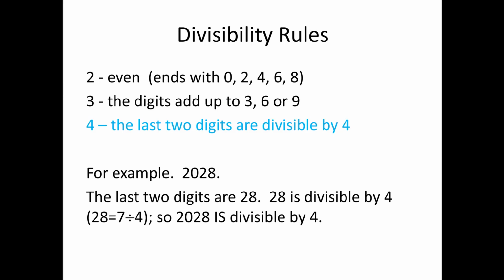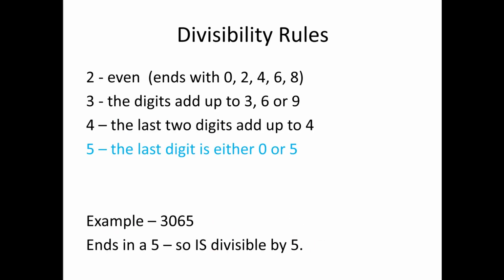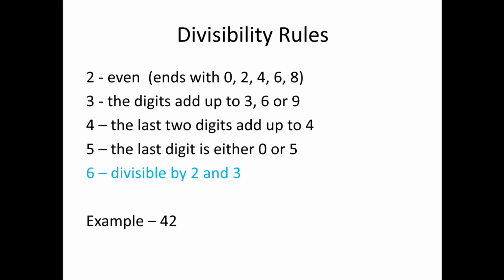4: the last two digits are divisible by 4. For example, 2028. The last two digits are 28, which is divisible by 4, because we know 28 is in the 4 times table, 7 times 4. So 28 is 7 multiplied by 4, and therefore it is divisible by 4. 5: the last digit is either 0 or 5. For example, 3065 ends in a 5, so it is divisible by 5.